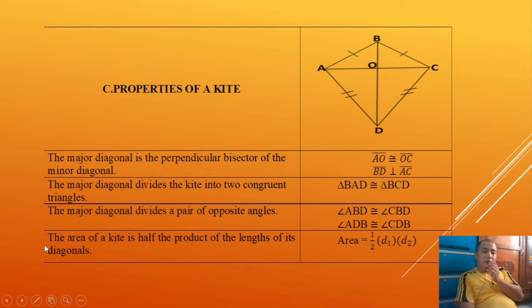And how can we find the area of a kite? It is half the product of the lengths of its diagonals. So just multiply the two diagonals: the major diagonal times the length of the minor diagonal, divided by 2, is the area of a kite.